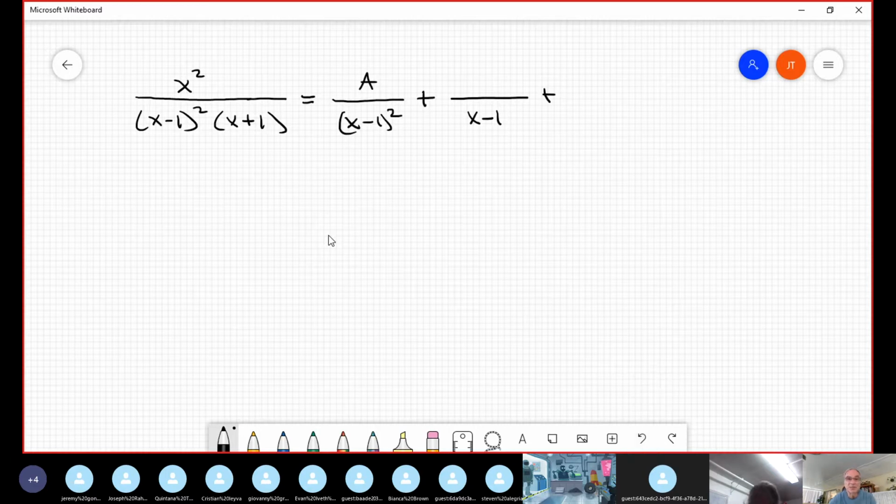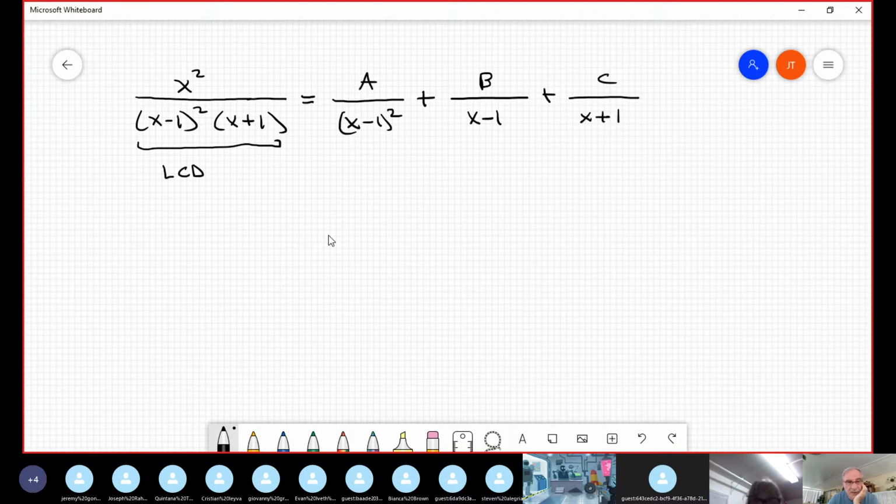It's the same, right? B. And the other factor, which is x plus 1, totally non-repeated, is C. Okay? Again, the idea for the least common denominator. This is the least common denominator. Are you aware? Do you understand least common denominator very well or not?